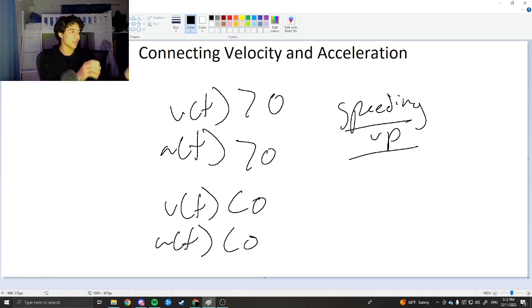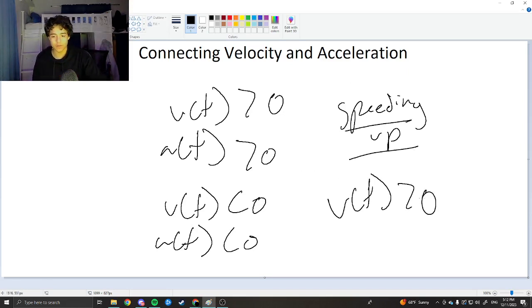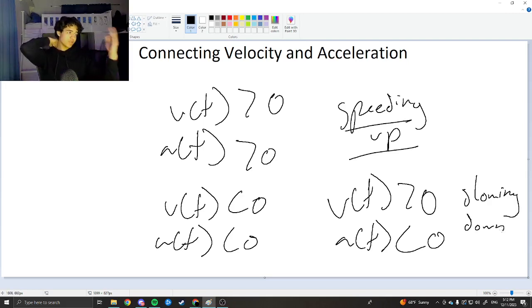If they have different signs, like for example, if the velocity is greater than 0, if it's positive, and the acceleration is less than 0, it's negative, then it's slowing down. So if your velocity function and your acceleration function have the same sign, your position function is speeding up. If they have different signs, they're slowing down. We went over this already.